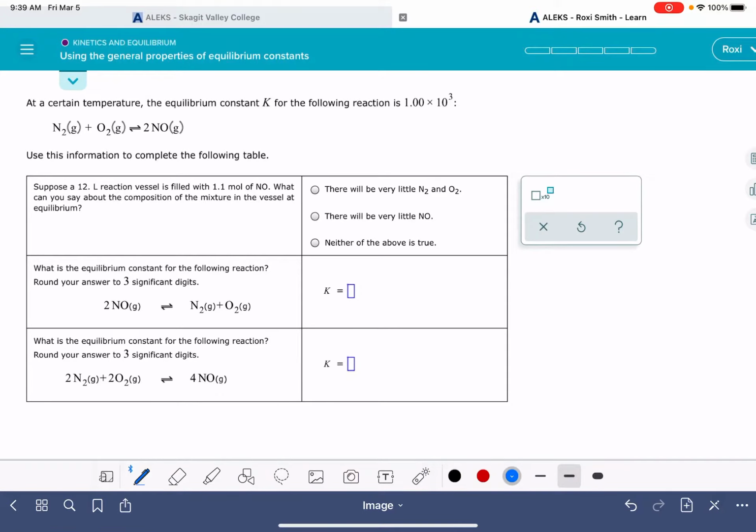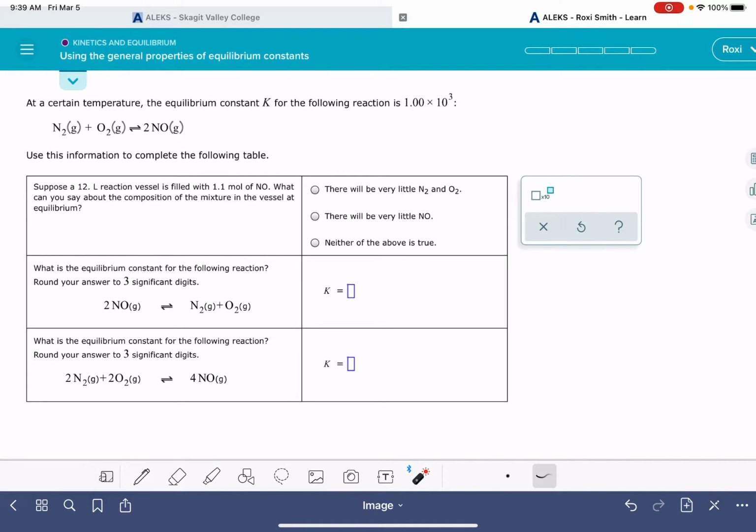In this video, I'm going to show you how to solve the ALEKS problem called using the general properties of equilibrium constants. For this problem, you'll be given a chemical equation and the value of the equilibrium constant K, and then it's going to ask you three different questions about the problem.